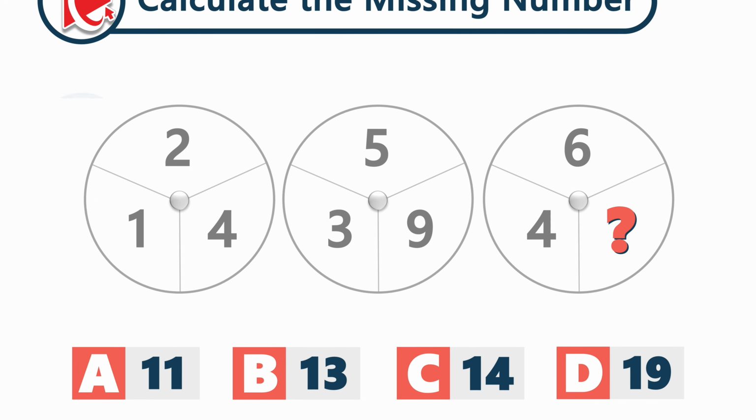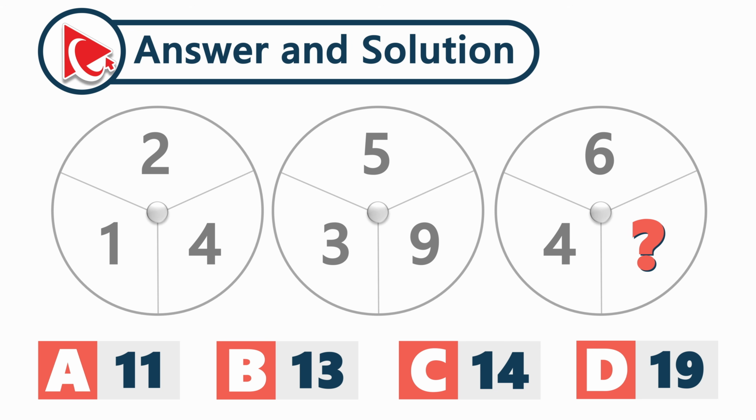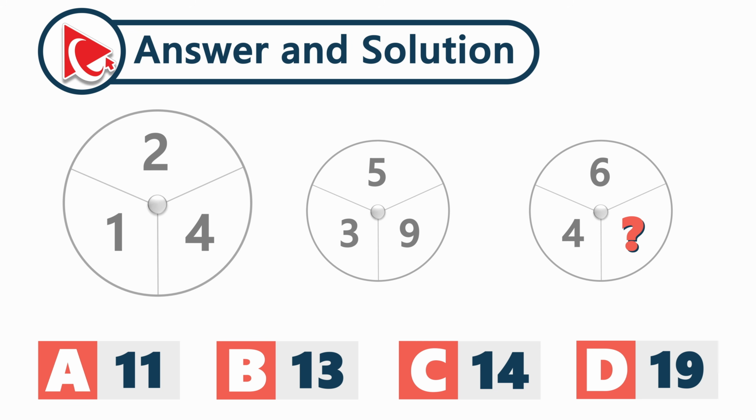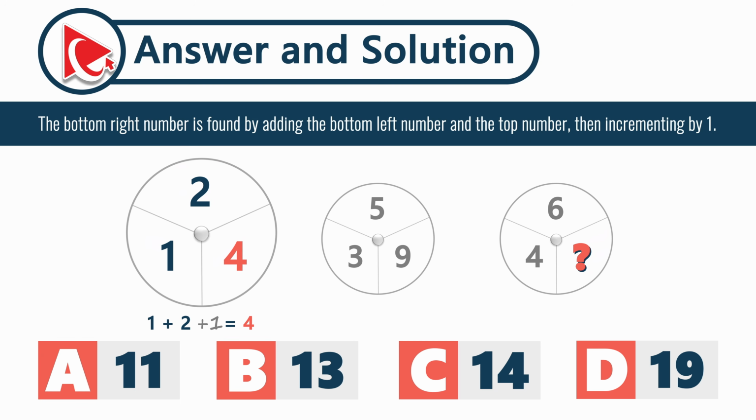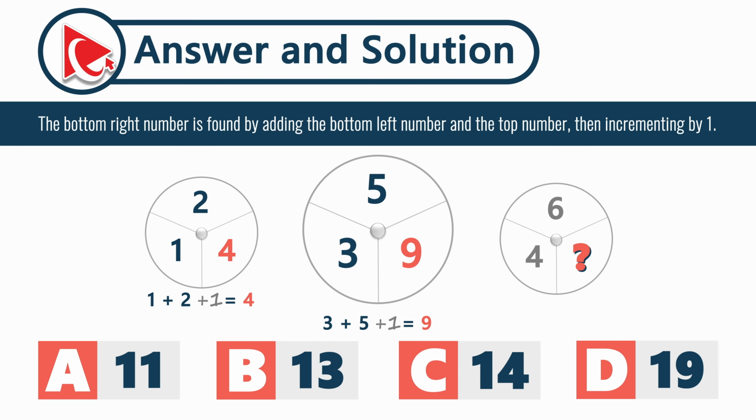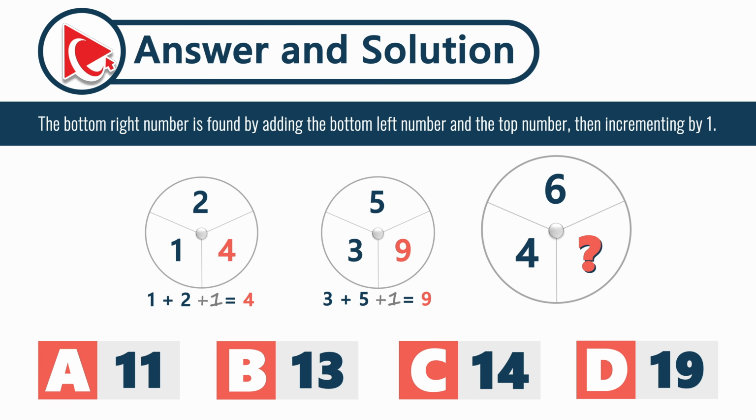The solution here is rather simple, but very few people can see it right away. Let's look at the first circle. The calculations here are 1 plus 2 plus 1 equals 4. In fact, the bottom right number is found by adding the bottom left number and the top number and then incremented by 1. Second circle number is calculated as 3 plus 5 plus 1 and equals 9. And then the third circle number is calculated as 4 plus 6 plus 1 and equals 11. And the correct answer here is choice A, 11.